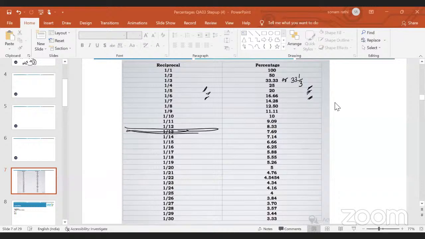1 by 3 is 33.33%, 1 by 4 is 25%, 1 by 5 is 20%, 1 by 6 is 16.66, or I can write it as 16 2 by 3%. 1 by 7 is 14.28, 1 by 8 is 12.50. Note it down.